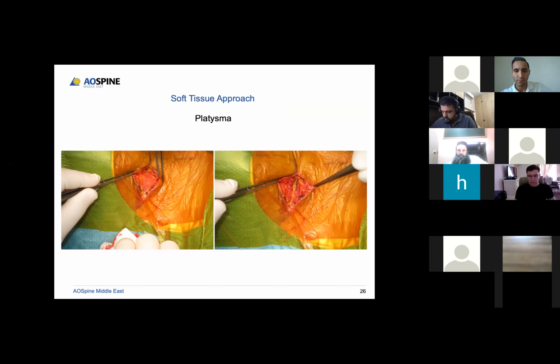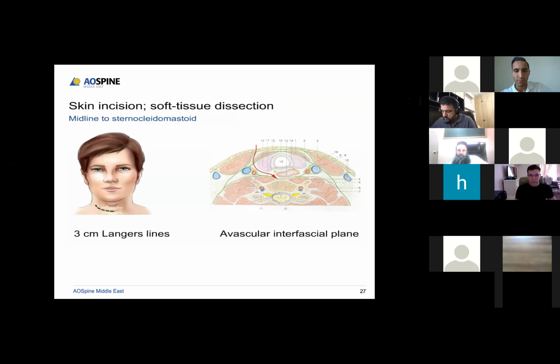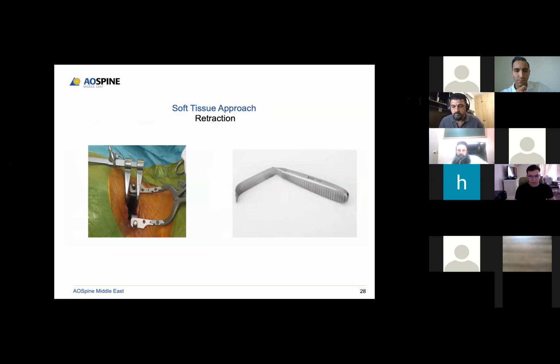As I mentioned, the only cut that I make is in the skin. Otherwise, every other soft tissue can be dissected carefully without bleeding and without significant cut. And then we can pass into the avascular interfascial plane between the carotid sheath and the trachea and esophagus till reaching the prevertebral fascia. I prefer to use hand retractors. In my early career, I used self-retaining retractors, especially for corpectomy cases, but I developed some complications with this retractor, so I shifted to hand retractors.